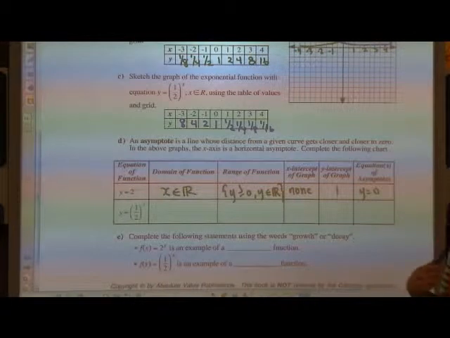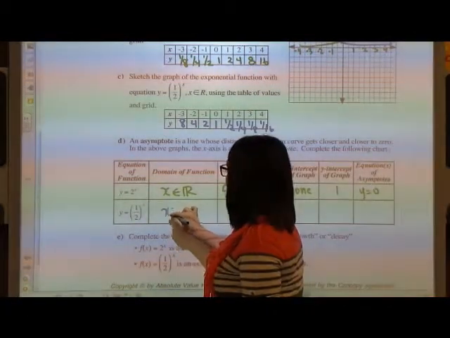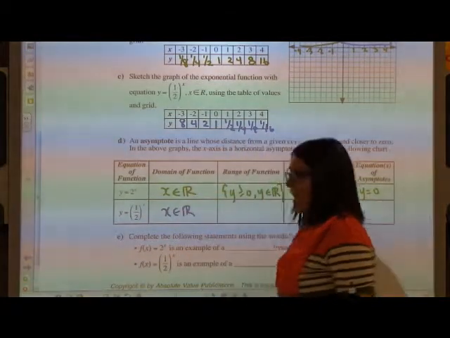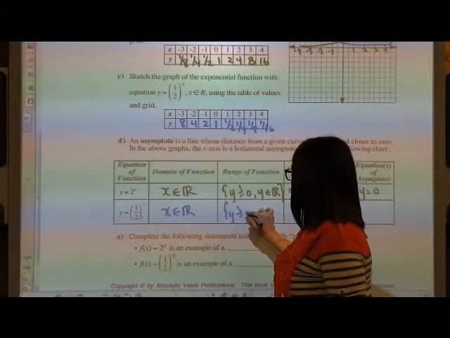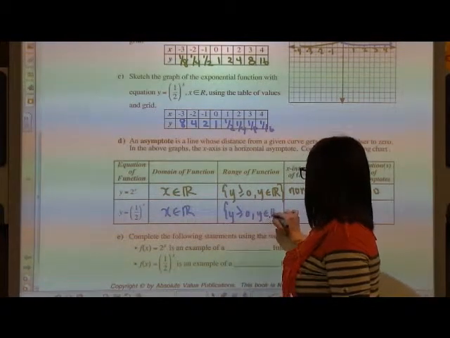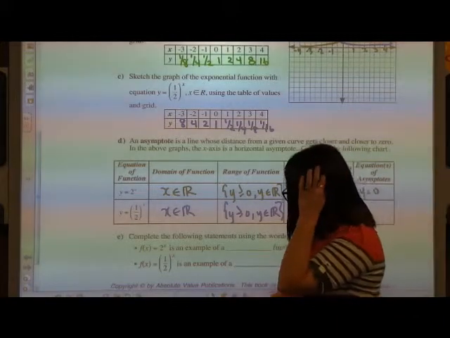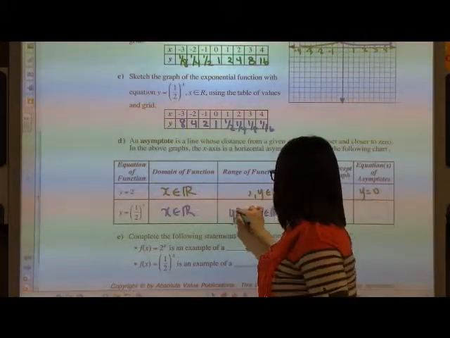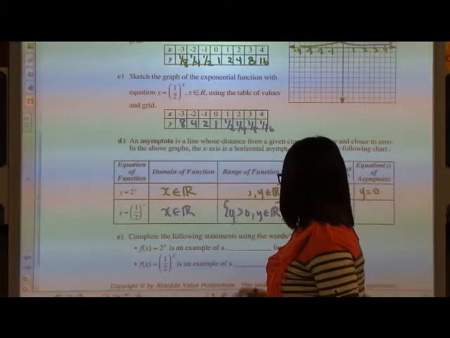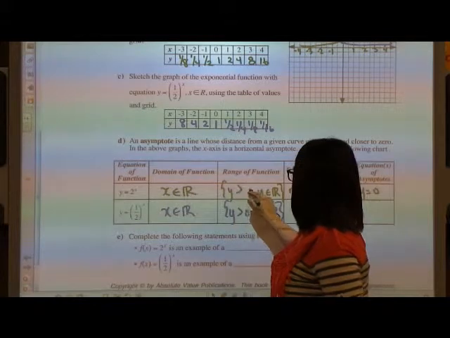So then in my graph of 1/2 to the power of x, I have the exact same characteristics. x can be anything. The y values are greater than or equal to 0. Actually, it's not even greater than or equal to 0, it's just greater than 0. So y is greater than 0. And the same thing with this one: y is greater than 0.